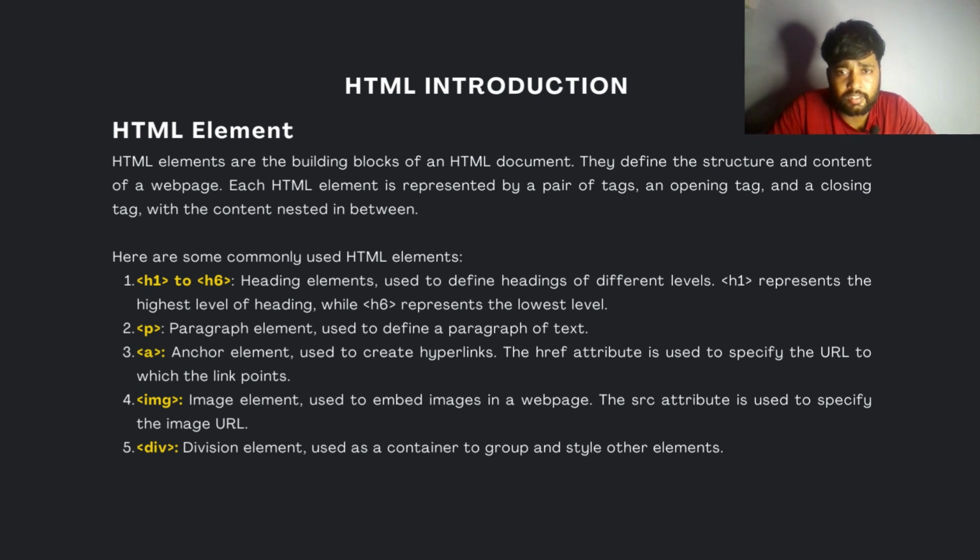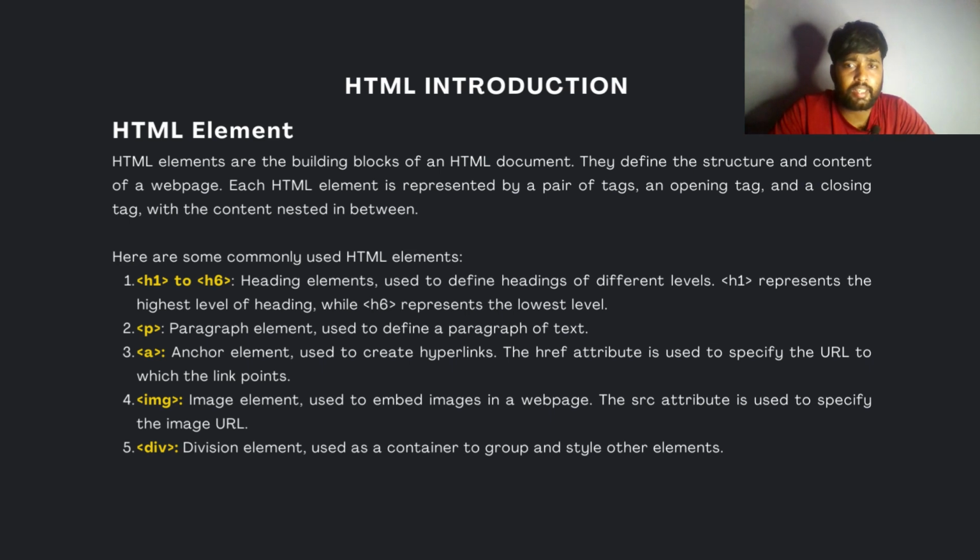H1 to H6, heading elements. H1 to H6 are heading elements used to define headings of different levels. Heading 1 represents the highest level of heading, while H6 represents the lowest level of heading. Point number 2, P tag. Paragraph element used to define a paragraph of text.